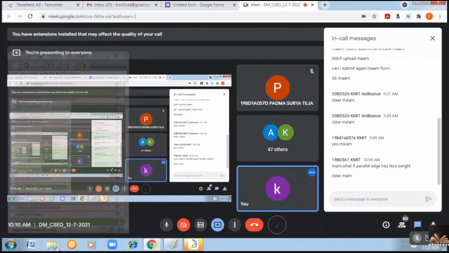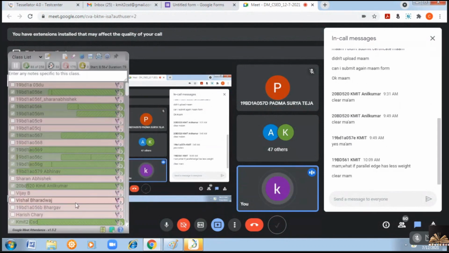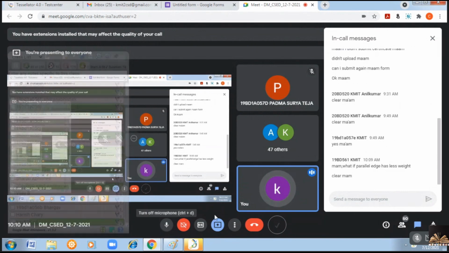Okay. So this is about the 5th unit. Have you all understood this 5th unit? Please let me know if you have any doubts in any of the topics. Otherwise, give me some 5 minutes of time.